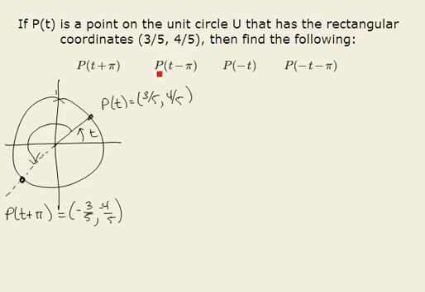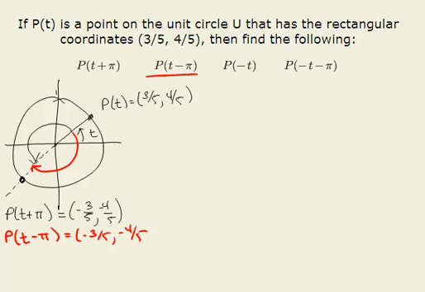If we would look at taking our angle t, and instead of adding pi, we are subtracting pi or subtracting 180, we will recognize that we will also end up in the third quadrant, meaning that P of t radians minus pi gives us the same value, negative 3/5, negative 4/5.